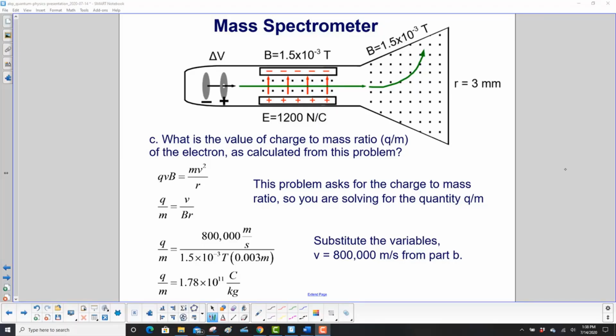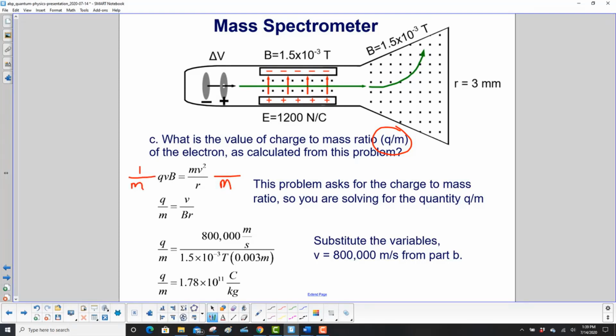What is the value of the charge to mass ratio of the electron? What's unique here is you're not just solving for one variable like we've been doing. We need to have two variables. So we don't want to solve for Q or M, but Q over M. So we need to divide the right-hand side by M. And whatever we do to that side, we have to do to the left side.